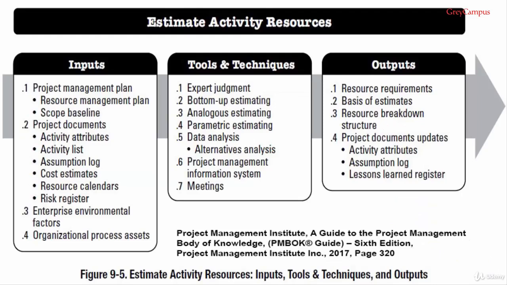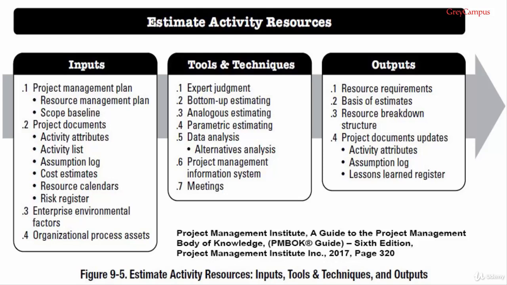Estimate activity resources inputs. Input number 1, project management plan. The project management plan components that we're interested in for this process are resource management plan. The resource management plan defines the approach to identify the different resources needed for the project. It also defines the methods to quantify the resources needed for each activity and aggregates this information, which means rolls it up or adds it up. A scope baseline. Scope baseline defines the project and product scope necessary to meet the project objectives. The scope drives the needs for both team and physical resources.